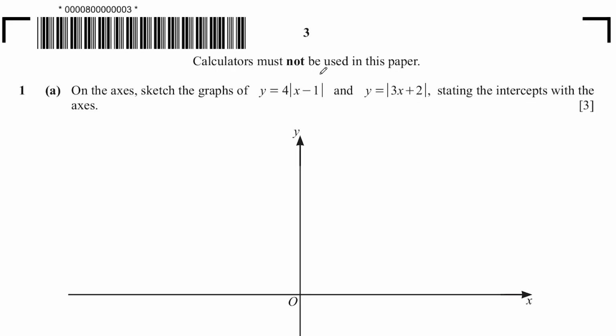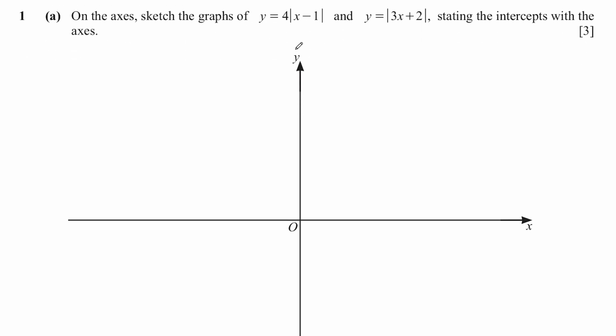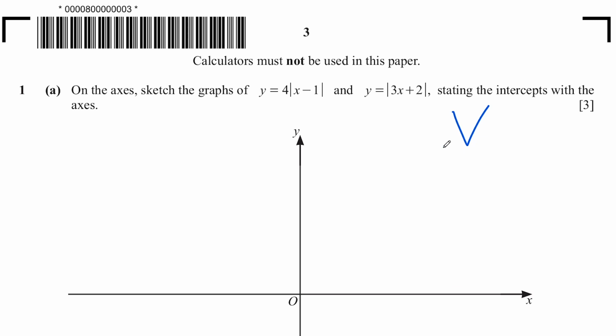For question 1, it's about a modulus graph, right? So we recall that a modulus graph is a V-shape and it does not go below the x-axis, because it's always positive. So the only thing we need to find is about the x-intercept and also the y-intercept. Right, so let's deal with this first one.